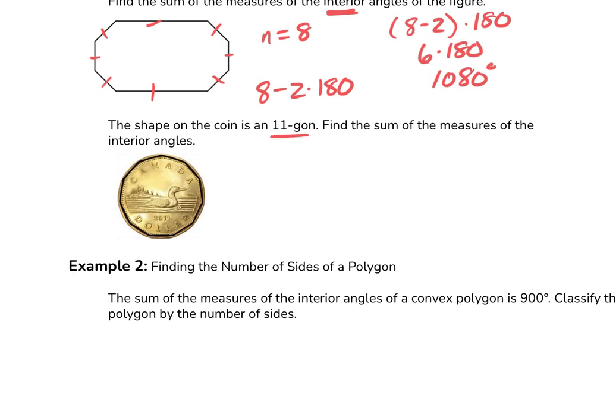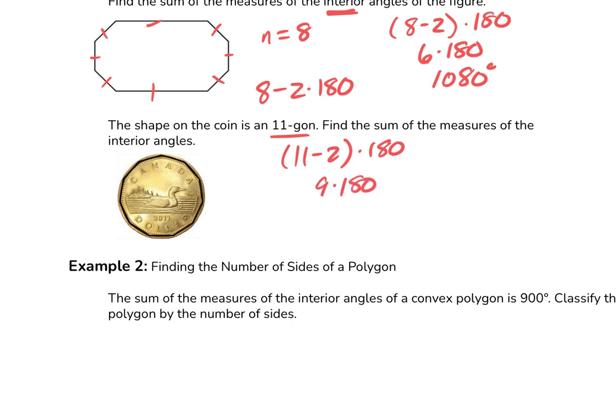Okay, an 11-gon, we don't have a special name for some of these, right? How often do we see an 11-sided figure? Not very often, okay? But this coin has 11 sides to it. It's a Canadian coin. And so if I wanted to figure out the total angle measure here, 11 just tells me how many sides are on that coin.